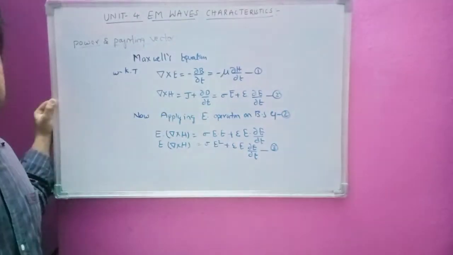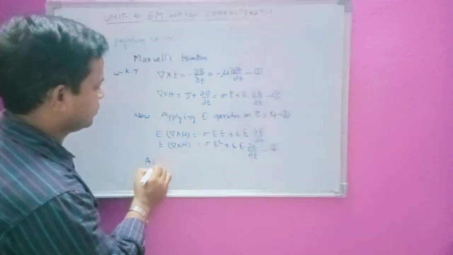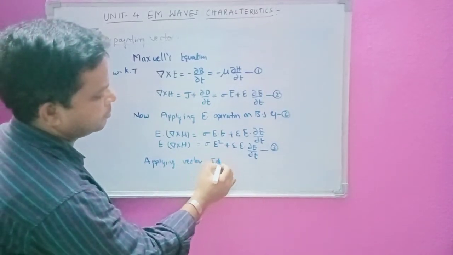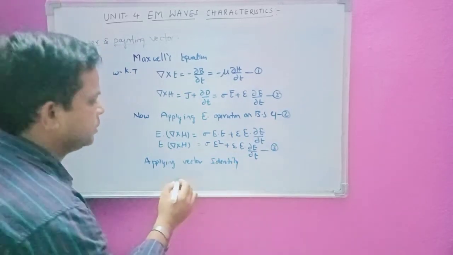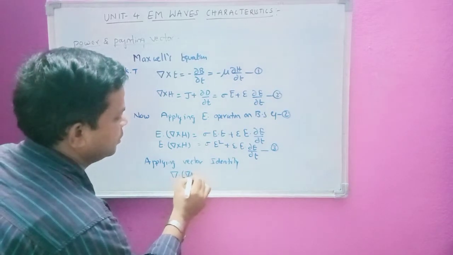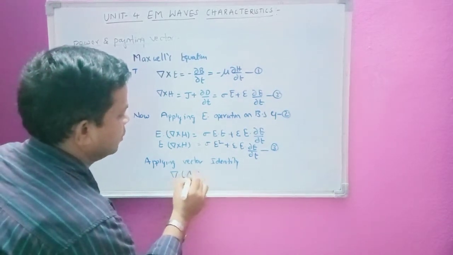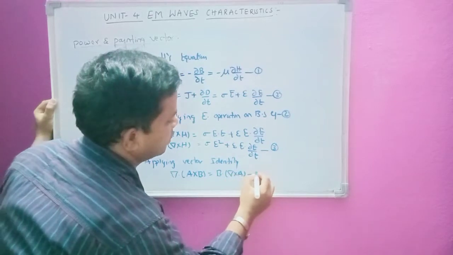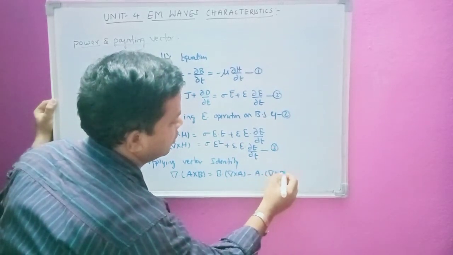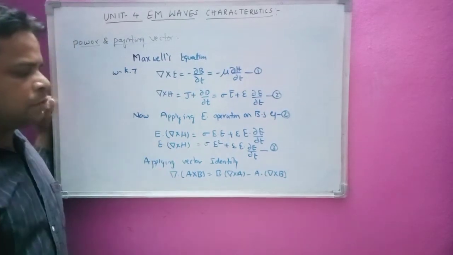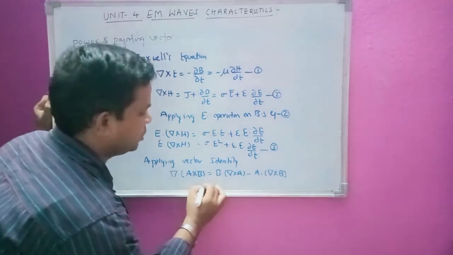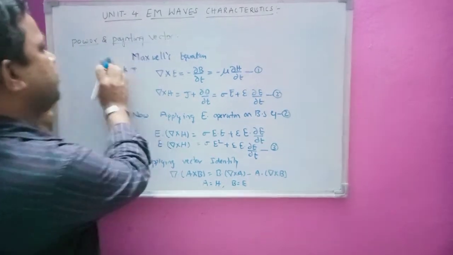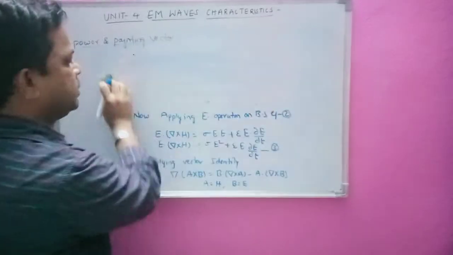Now to this equation I am going to apply a vector identity, that is del dot A cross B is equal to B dot del cross A minus A dot del cross B. Here in place of A I will substitute H, so A is equal to H and B is equal to E. Let us see what happens. If I substitute that, what happens here?